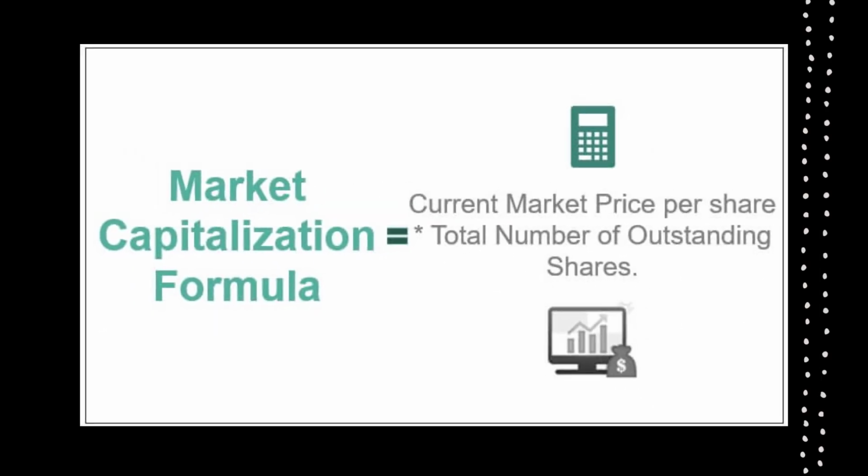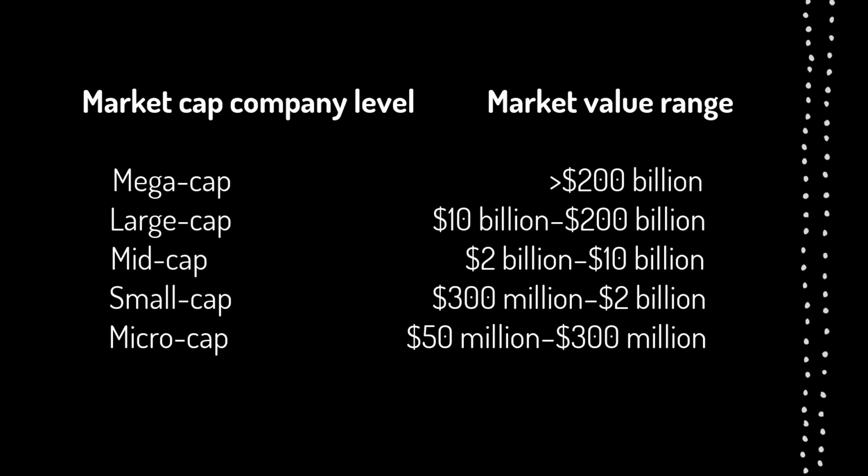Market capitalization, or market cap, is how much a company is worth as determined by the stock market. You can calculate a company's market cap by multiplying the number of outstanding shares by the current market value of one share. Market cap can give you information about the relative size of one company versus another. This is why stocks are often split into categories based on their market cap, usually large cap, mid cap, and small cap, but you can also include mega cap and micro cap in there.